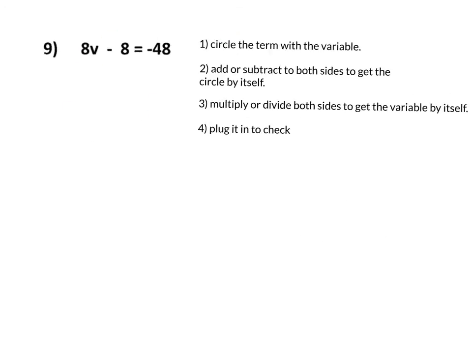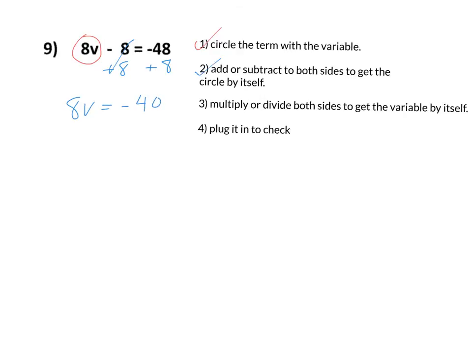Alright, let's go through our steps. Step 1, circle the term with the variable. That's 8v this time. Now we need to get rid of this -8. So the inverse of -8 is +8. So I'm going to add 8 to both sides. That's going to give me 8v is equal to -40.